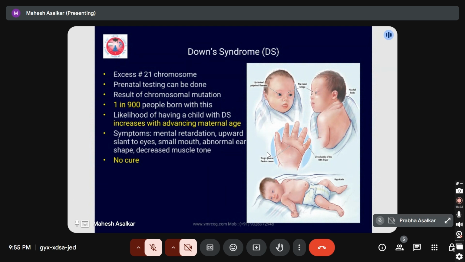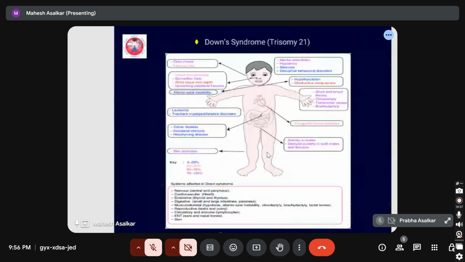Okay, so you should know various syndromes and their particular description, peculiar features. So symptoms: mental retardation, upward slanting of eyes, small mouth, abnormal ear shape, and decreased muscle tone, hypotonia. Okay, so as you see in the picture, there are upward slanting palpebral fissures, there is a flat nasal bridge, there is a nuchal fold, there is clinodactyly. Okay, what happens in clinodactyly? There is a deviation of the little finger towards the other fingers. Okay, and generally the middle and the terminal phalanx get affected. Then there is a single palmar flexion crease, and there is hypotonia. So these are the features of Down syndrome.